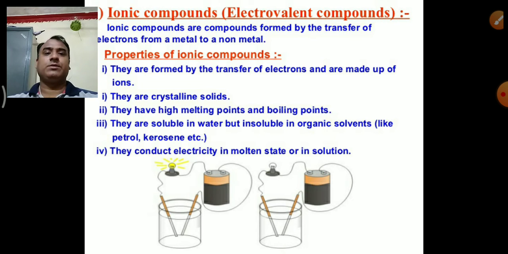Okay, let's start. First topic is ionic compounds or electrovalent compounds. Ionic compounds are those compounds which are formed by the transfer of electrons between a metal and a non-metal. These compounds basically involve one metal and one non-metal. For example, NaCl, KCl, copper sulfate, calcium sulfate, copper chloride. These all are ionic compounds because they are formed by the ionic interaction between oppositely charged atoms.